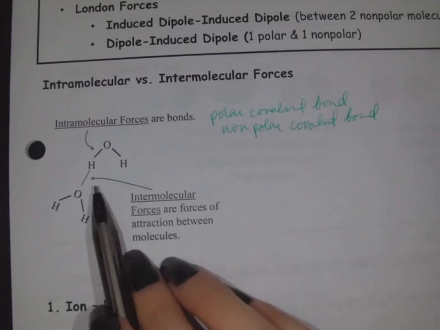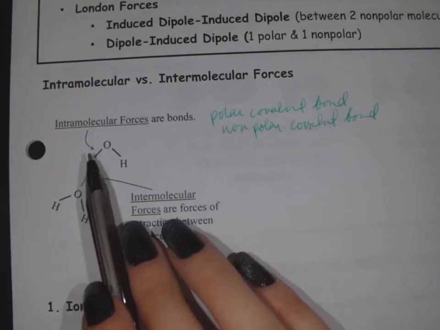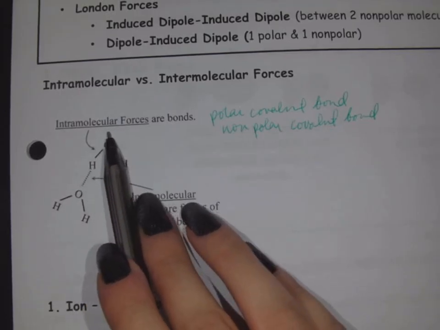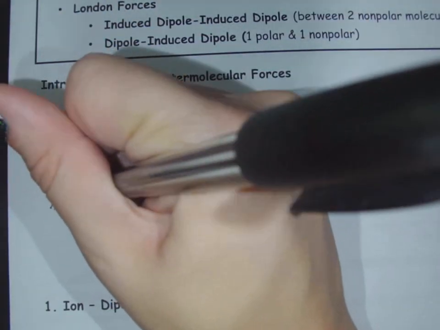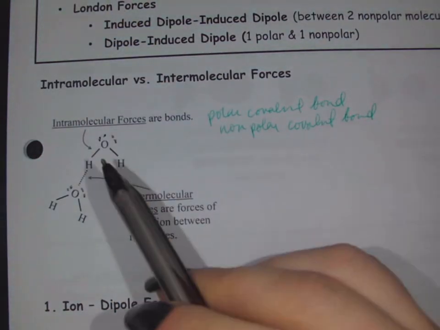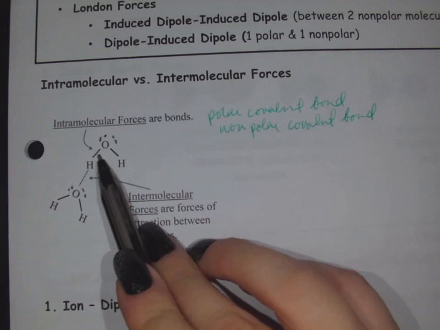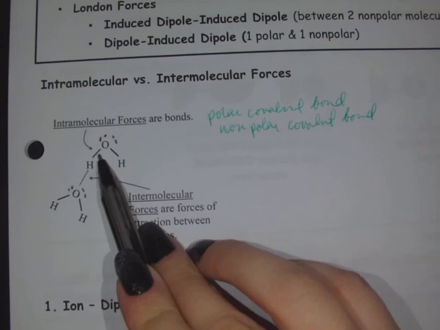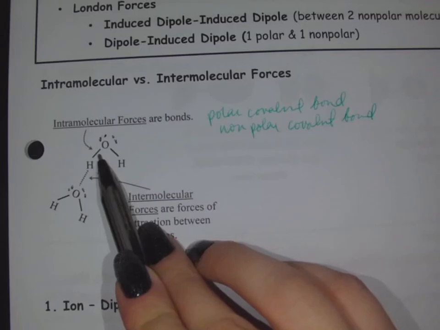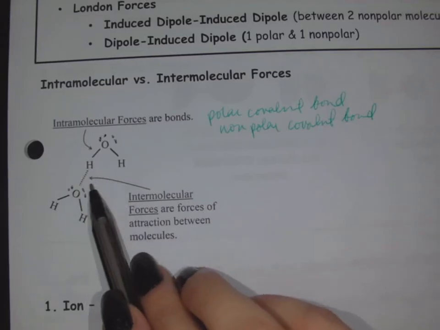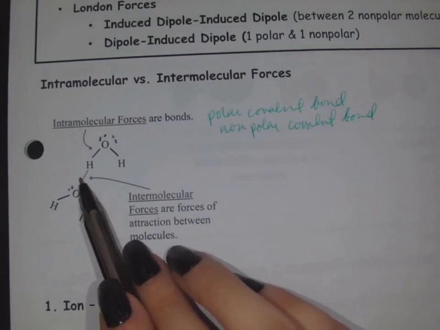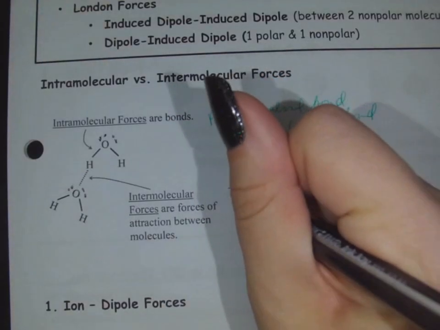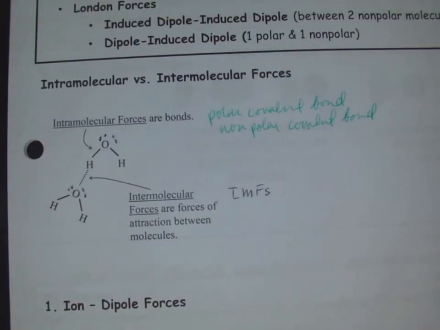What about some attractions between molecules? So here's a water molecule. We can add our lone pairs on there. Here's another water molecule. And the bonds inside of the molecules, the intramolecular forces, covalent and non-polar covalent and polar covalent bonds, those are much stronger than the intermolecular forces, the IMFs. But there is still attractions between molecules.